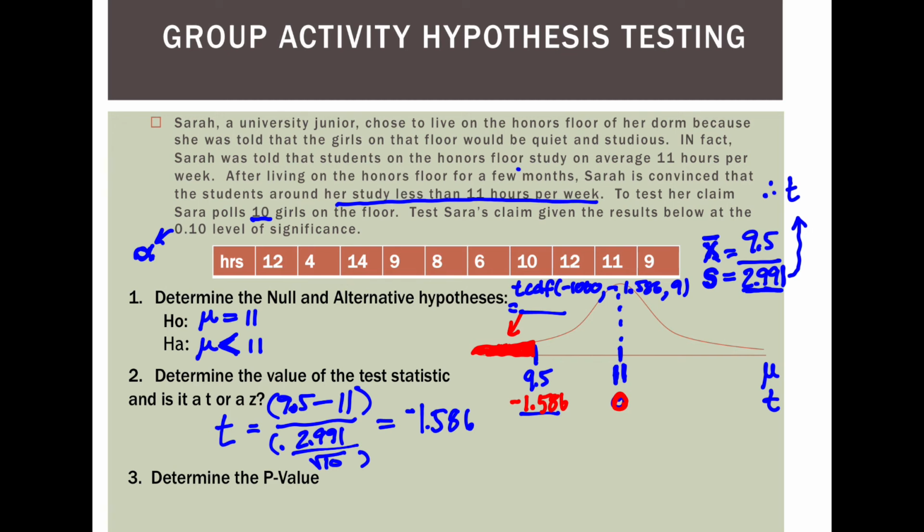Plugging that in, you should get 0.0736. This is the area to the left of my test statistic, it's my p-value, my probability value, 0.0736. What this is saying is that under the conditions of the null, there is a 7.36% probability that we would see a result like this if the true mean truly was 11, right? If 11 hours was really the true population mean, there's a 7% chance of seeing the result that I saw with my random sample.